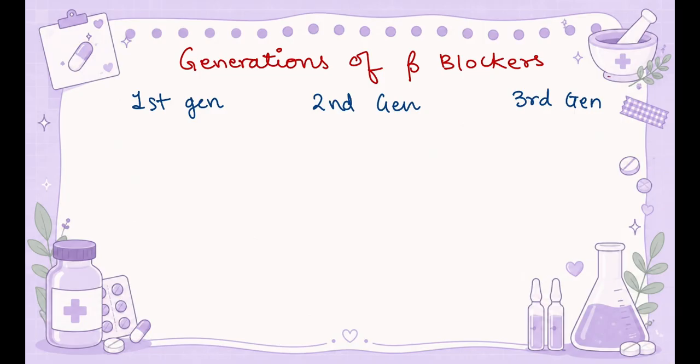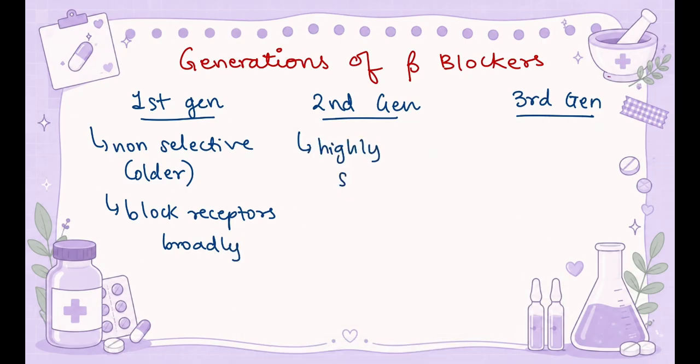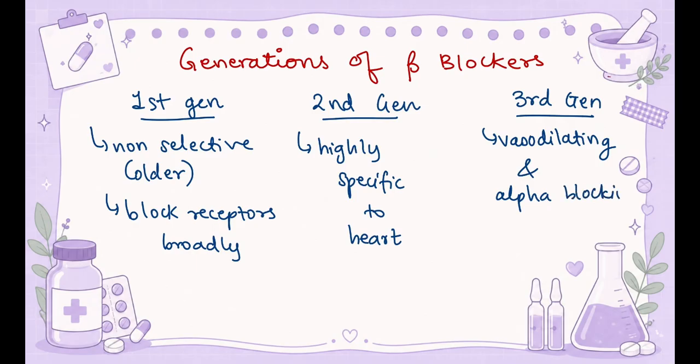The development of these drugs occurred in 3 distinct generations. Generation 1 includes older, non-selective agents. They are blunt instruments. They block receptors broadly across the whole body. Generation 2 introduces agents that are highly specific to the heart. Generation 3 brings advanced capabilities. These include vasodilating and alpha-blocking agents. Each generation represents a deliberate evolution in safety and precision.